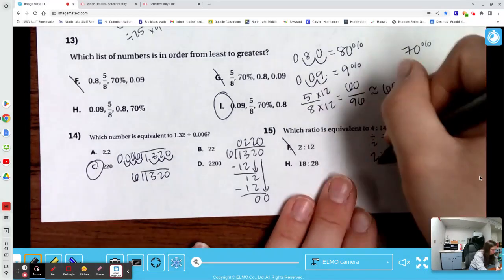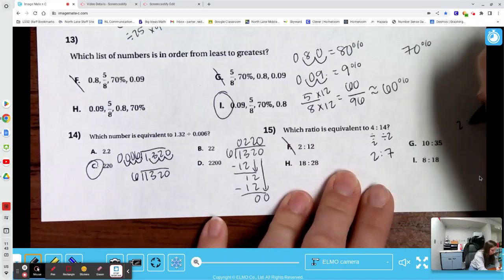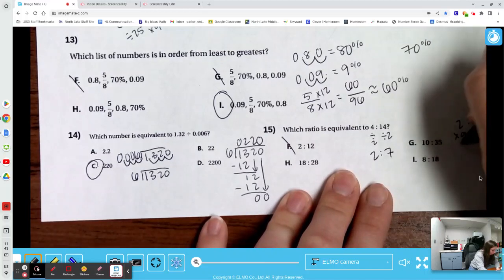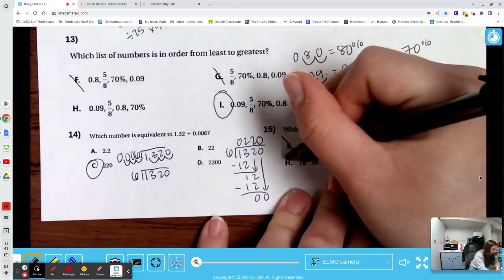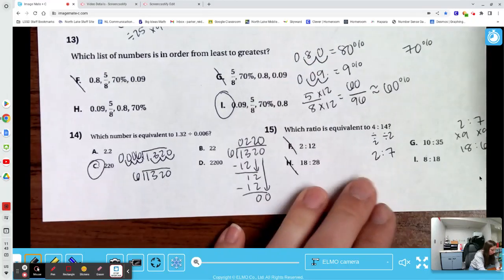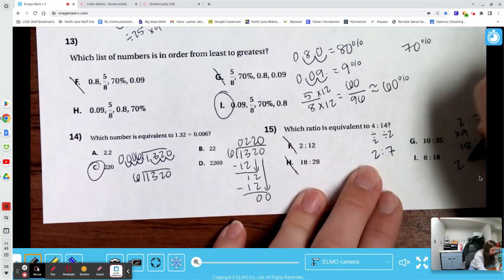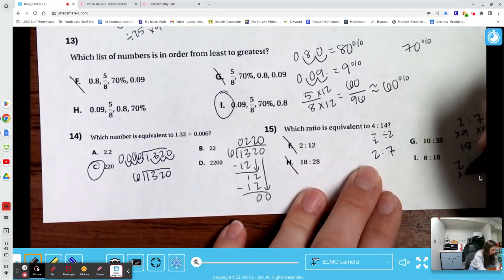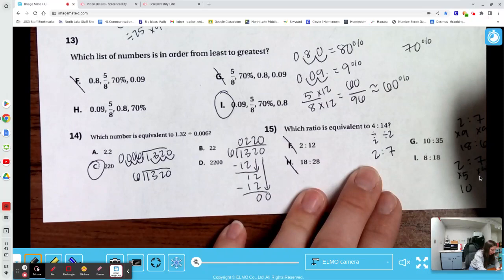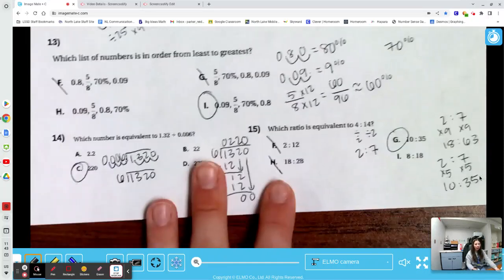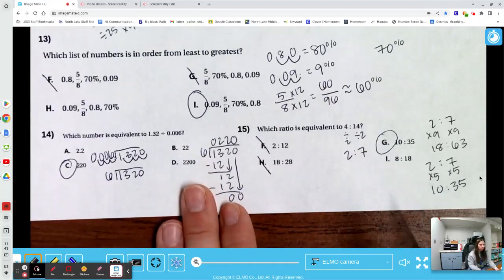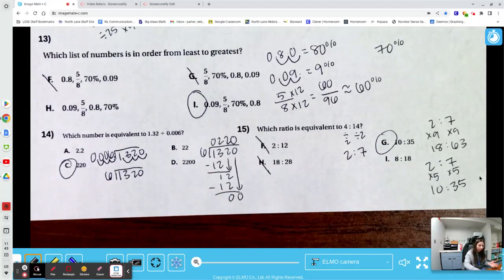18. So 2 times, let me do that off to the side. 2 times 9 would be 18. But 7 times 9, that's 63, not 28. So that's not going to work. Let's try G. So let's turn 2 to 7. Let's multiply 2 by 5 to make it 10. When I do 7 times 5, I get 35. Perfect. That means G was the correct option. I can get from 4 to 14 to this ratio by multiplying or dividing each value by the same number.